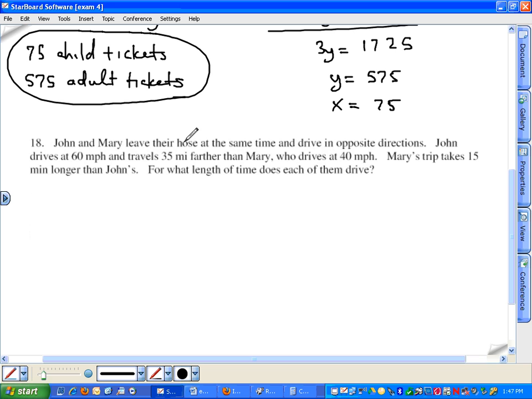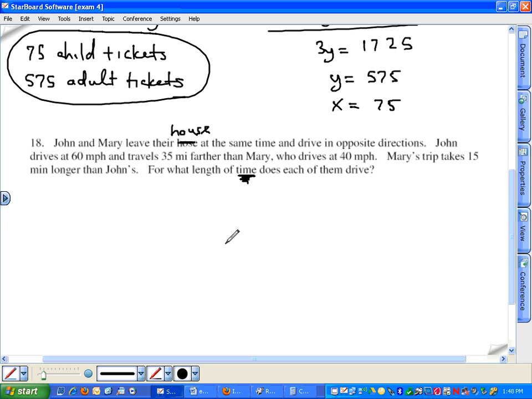Okay, 18. First of all, there was a typo. They don't leave their hose, they leave their house. So they both leave their house and drive in opposite directions. 60 miles per hour. For what length of time? They're asking how long each of them drives.